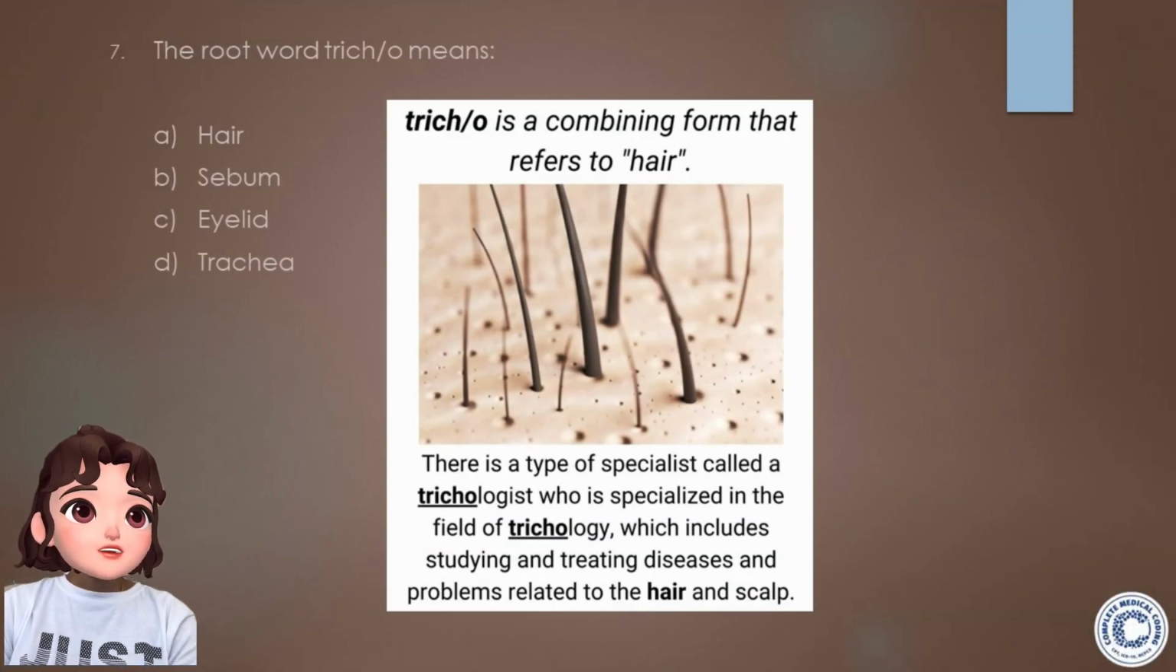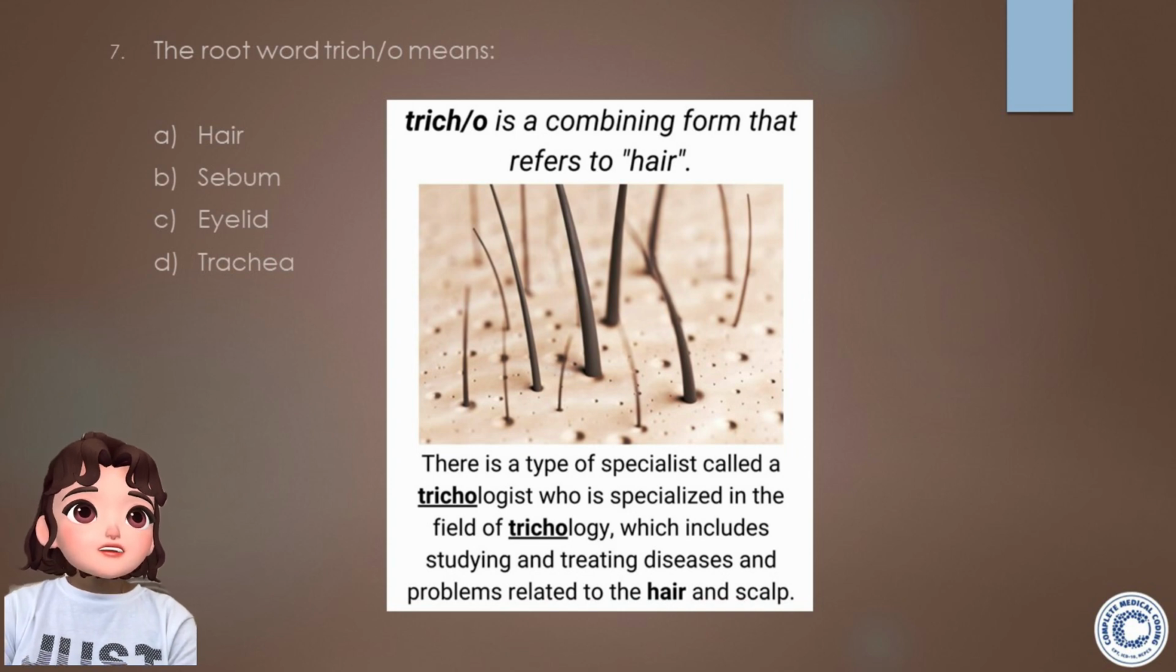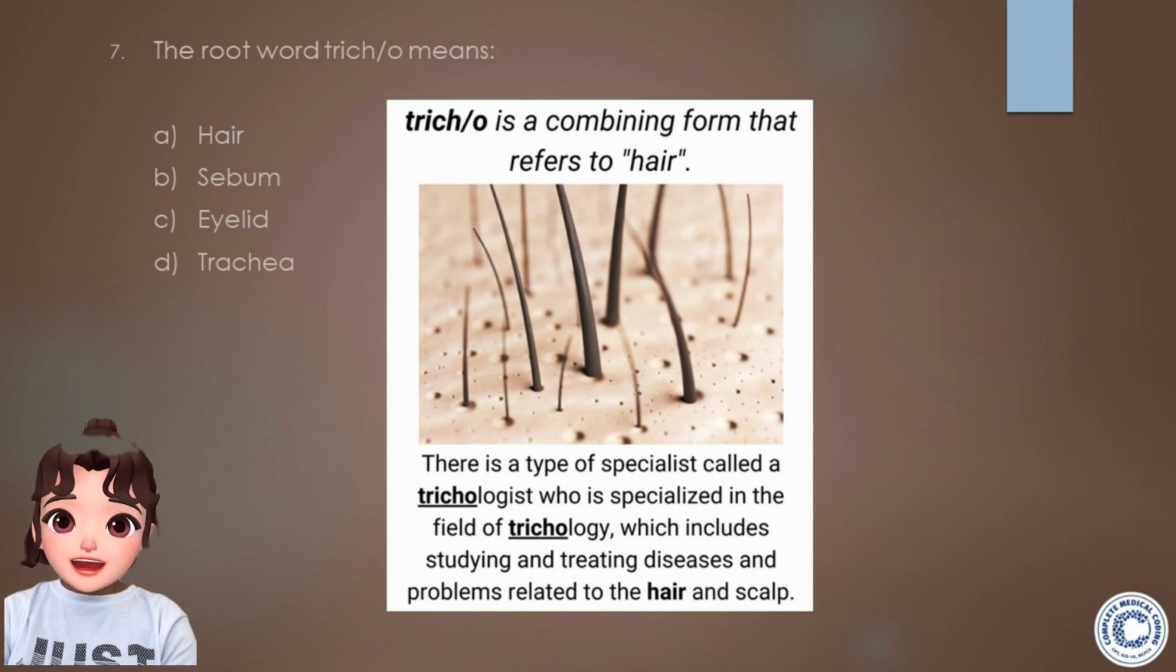Next question. The root word tricho means hair, sebum, eyelid, trachea. Trich is a combining form that refers to hair. We'll pronounce it as trich. There's a type of specialist called a trichologist who is specialized in the field of trichology, which includes studying and treating diseases and problems related to the hair and scalp.